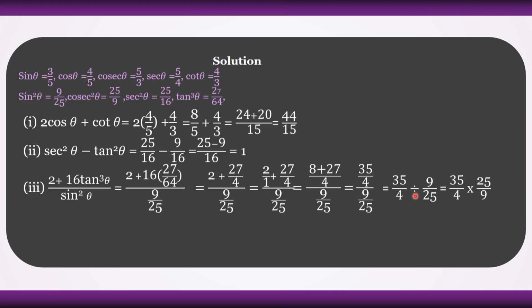Turn this division sign to multiplication sign by finding the inverse of this 9 over 25. So we have 35 over 4 multiplied by 25 over 9. And when you do that, you have 35 multiplied by 25 over 4 multiplied by 9. 35 multiplied by 25 is 875, and 4 multiplied by 9 is 36. Now 875 and 36 do not have common factors, so this is our final answer.